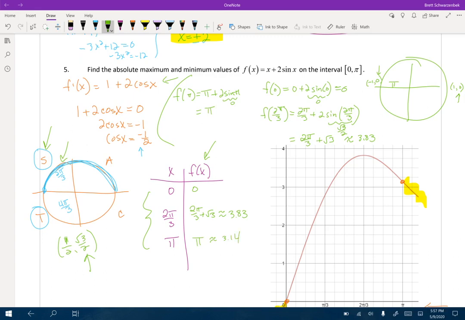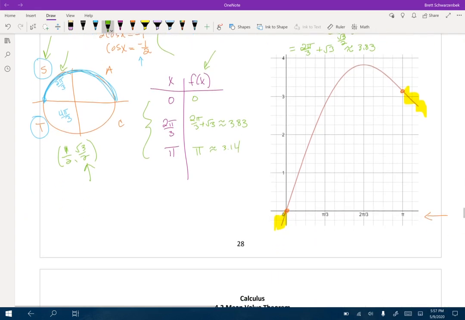Okay, we look at the whole ball game here, and this allows us to write our summary, which I'll write in blue. So the absolute max is at the highest point on the graph, which is at x equals 2 pi over 3, right? So if we were to write that in coordinate form, that would be 2 pi over 3, comma, 2 pi over 3 plus root 3. Okay, we tend to stay away from decimals. I'm not going to be so picky, but it's really good to write exact values.